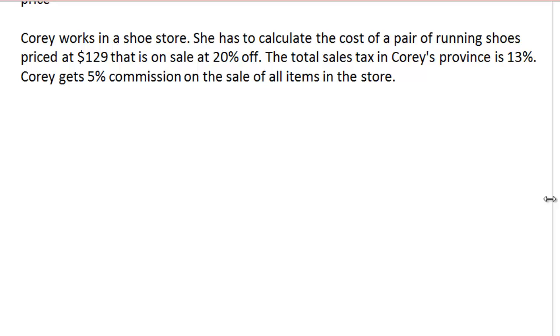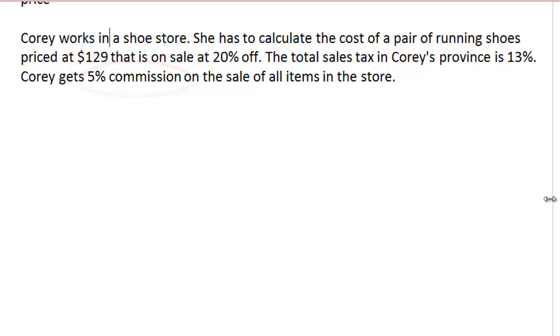Corey works in a shoe store. She has to calculate the cost of a pair of running shoes priced at $129 that is on sale at 20% off. The total sales tax in Corey's province is 13%. Corey gets 5% commission on the sale of all items in the store.